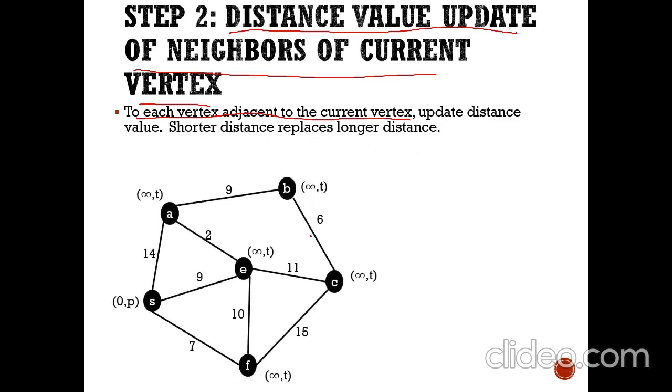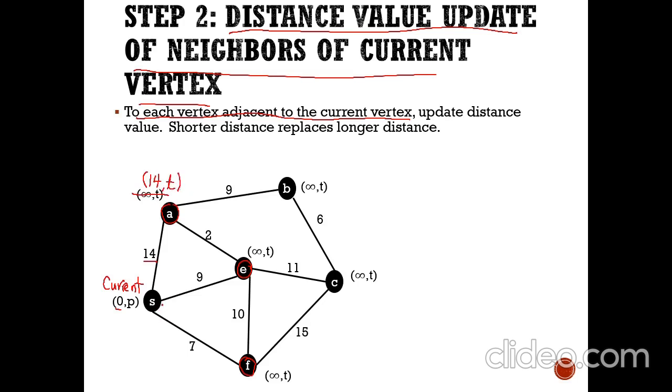So let's go back to our graph. So in our previous step, S is the current vertex. Now the neighbors of S are A, E, and F. So we will update the distance of the neighbors. So to update, we have 0 plus 14, you get 14. Now 14 is a shorter distance than infinity, so that means we will replace this by 14 temporary.